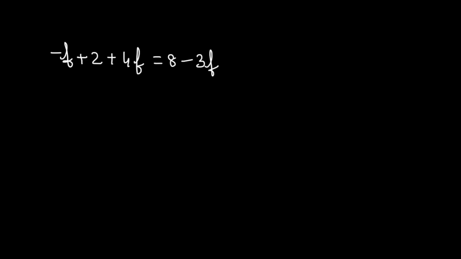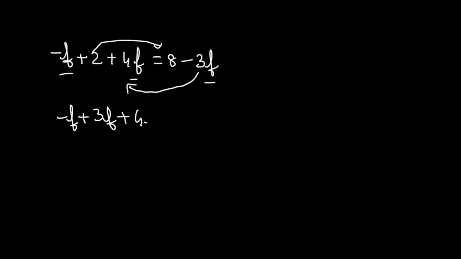So now in this sum we have 3 terms of variables. Transpose the minus f to the left and plus 2 to the right hand side. So minus f is minus 3f, so it will become plus 3f plus 4f is equal to 8 minus 2. To solve this you need to know a little bit about integers. You can solve this easily. So minus f plus 3f is equal to plus 2f, plus 4f is 6f. You just need to know a little bit about integers. And 8 minus 2 is 6.